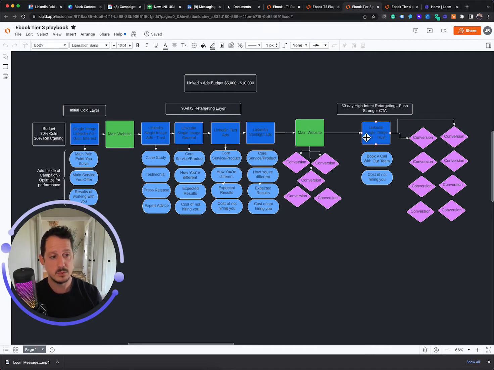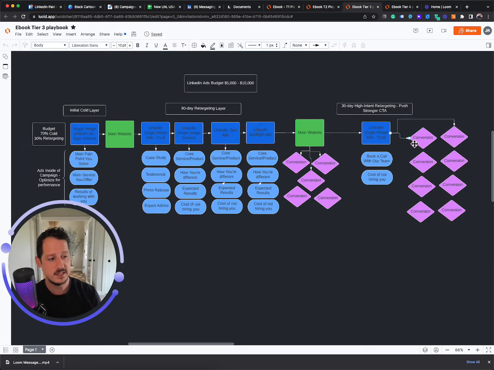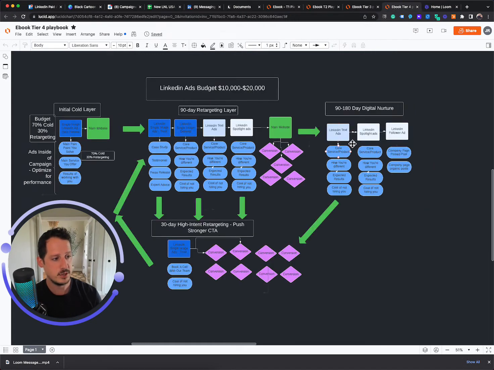So now we're moving up from a 5 to 10K budget to 10 to 20. The evolution here is that we are adding in a 90 to 180 day digital nurture campaign. The 30-day high intent is not new. We just moved it. It's easier to see if we slide this down here and put the new nurture campaign over here so that you can see how it flows together. So let me walk you through this.